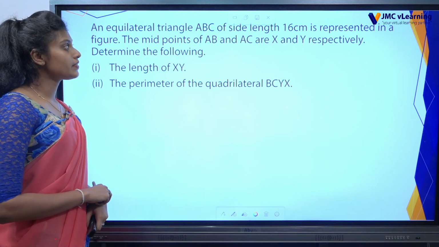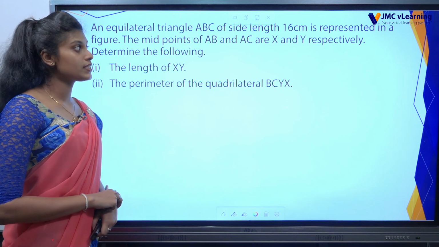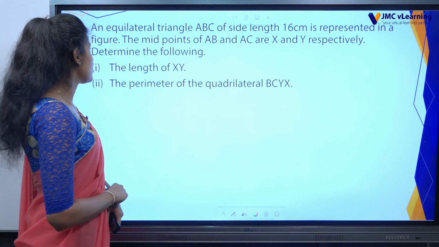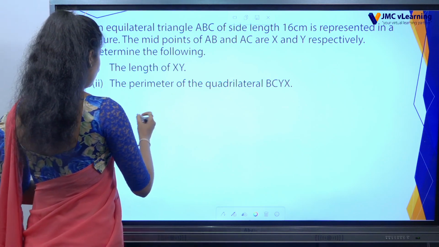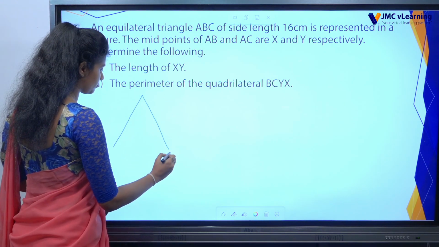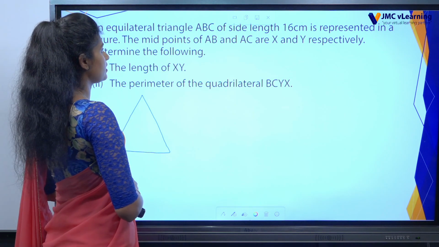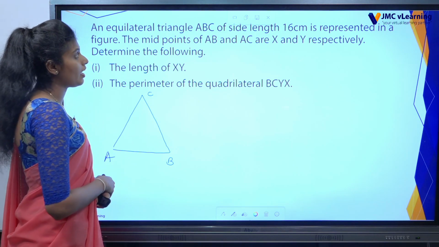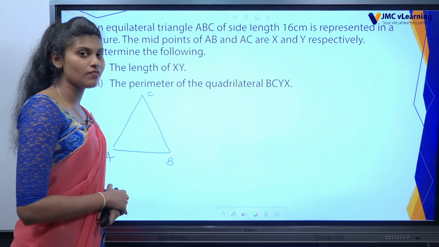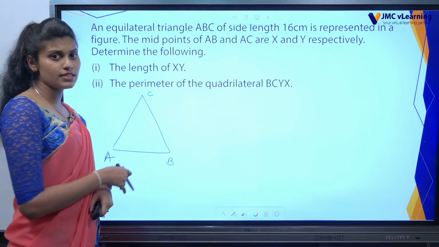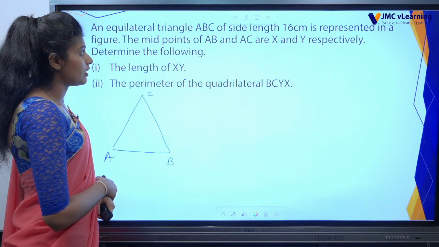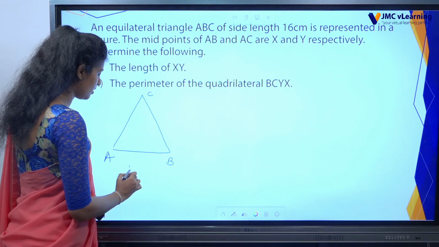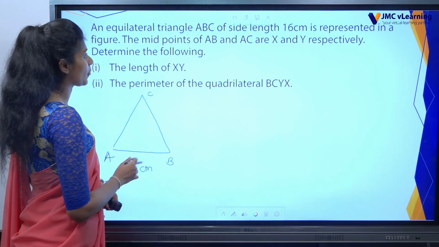An equilateral triangle ABC of side length 16 centimeter is represented in a figure. First, let's draw the triangle. This triangle is ABC. Then they have given this is an equilateral triangle. What is the meaning of it? That means all the sides are equal in length. Side length is 16 centimeter, means all these lengths are 16 centimeter.